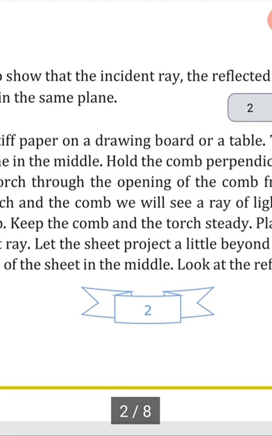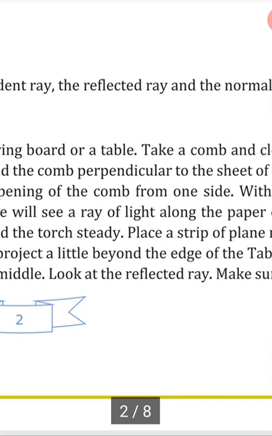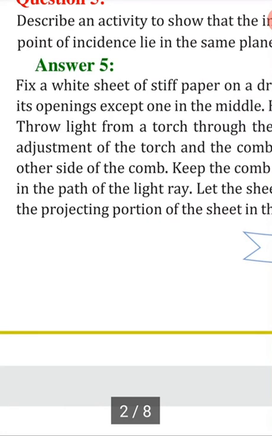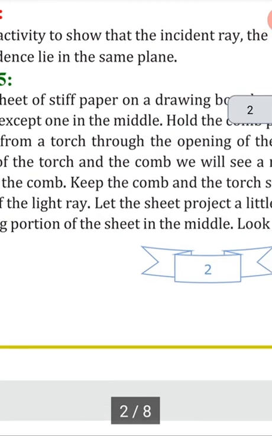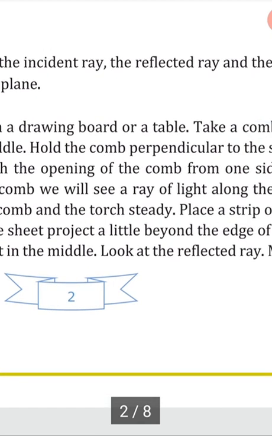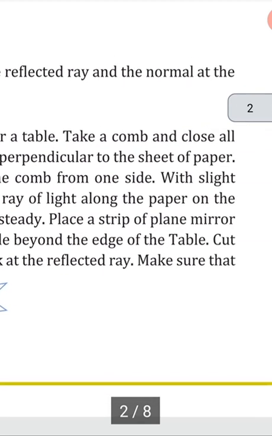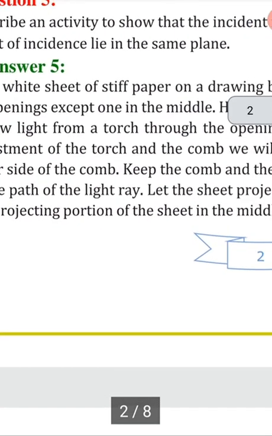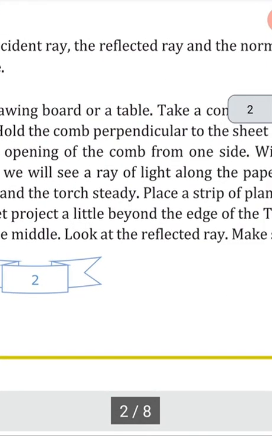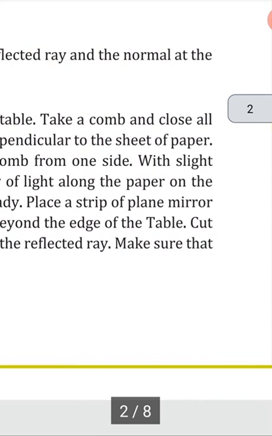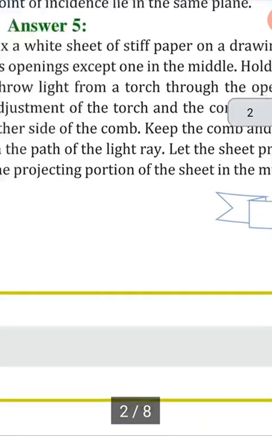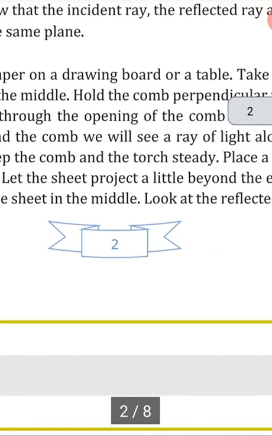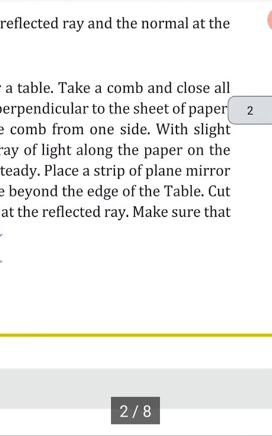Fix a white sheet of paper on a drawing board or a table. Take a comb and close all its openings except one in the middle. Hold the comb perpendicular to the sheet of paper. Throw light from a torch through the opening of the comb from one side. With slight adjustment of the torch and the comb, we will see a ray of light along the paper.